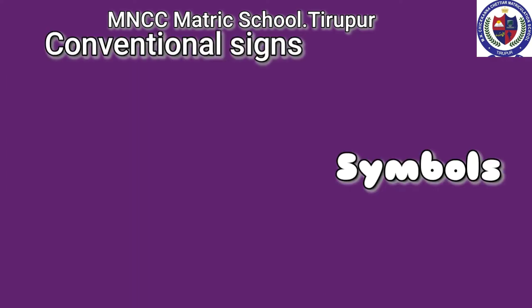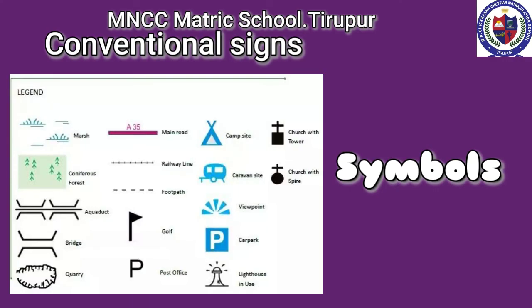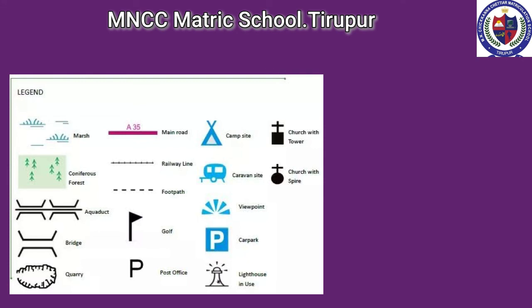Conventional signs and symbols. Conventional signs are symbols used in maps to represent the different features. The symbols are explained in the key of the map. These symbols give us a lot of information in the limited space. There is an international agreement regarding the use of certain symbols. They fall under the category of conventional symbols. The other category is called contextual symbols, which are decided by the cartographers.